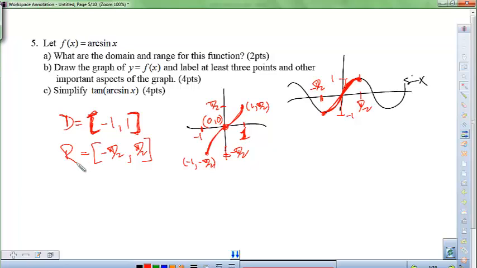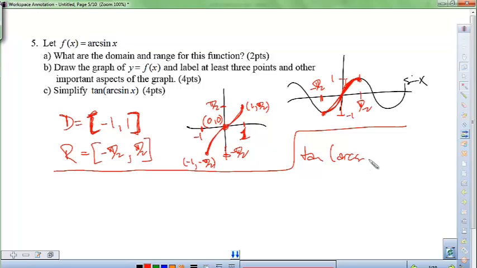It says to simplify the tangent of the arcsine of x. So tangent of the arcsine of x. What we have to know is that the arcsine of x is a y value. You can think of it as a y value, or you can think about it as an angle if you want. So this is going to be a little tricky.